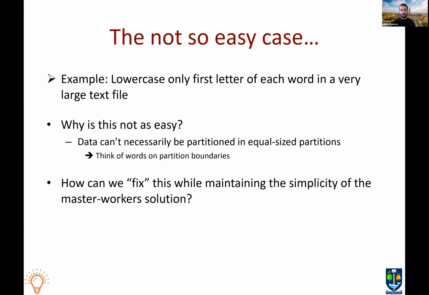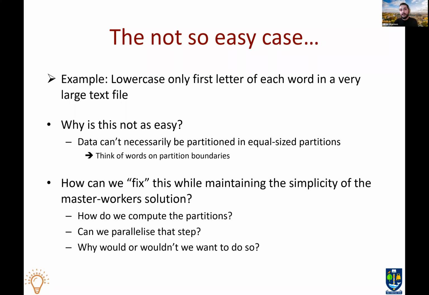What we could do is, if we end up splitting the file at the middle of a word, then we move the partitioning boundary to the end of the word or to the beginning of the word. So we make sure that words are never split across partitions. And moving this boundary is easily done by the master. It just needs to read backwards or read forwards until it finds the end or the beginning of the word. So this is something we can solve in this simple case.